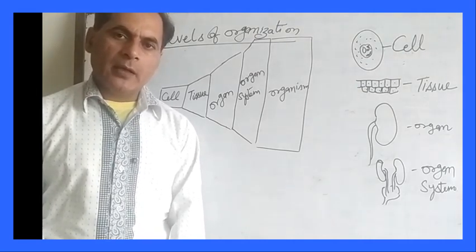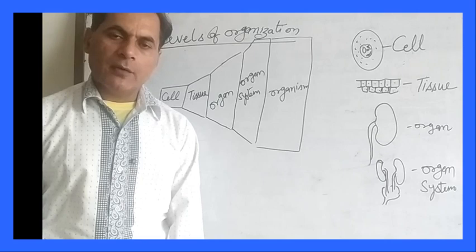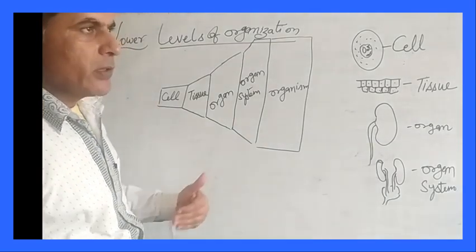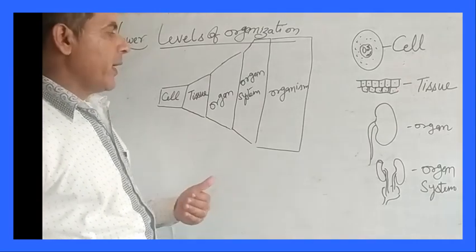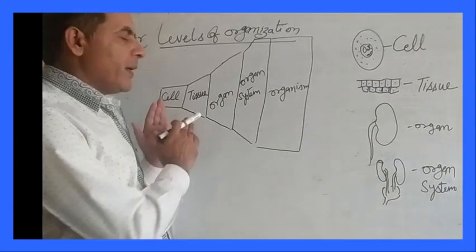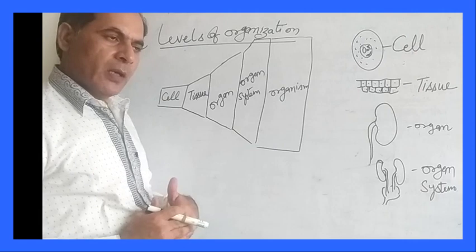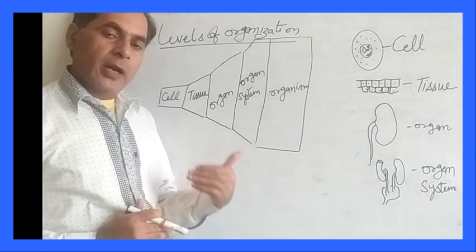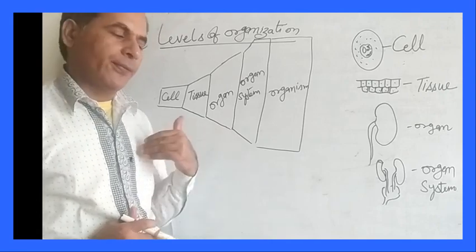Lower level of organization starts from the cell. Cell is the smallest, the very lowest level of organization. That is the basic unit of life also. Cell is the basic unit of life. Cell is the basic structural and functional unit of life.